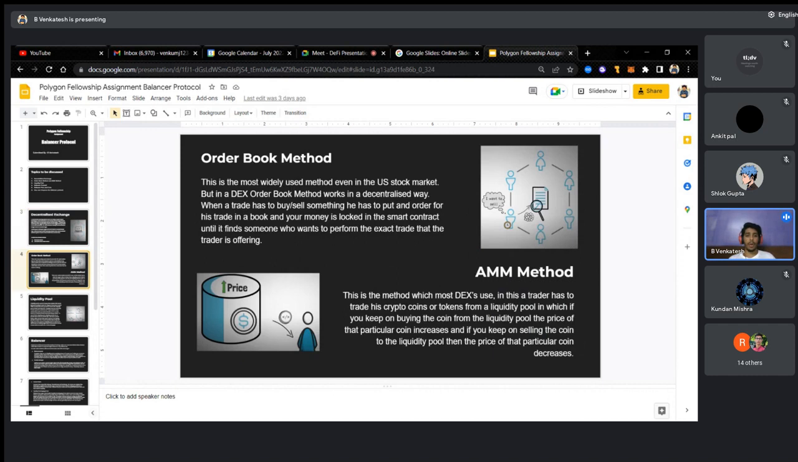You must know the order book method, by the way, if you're into trading. You must have heard of WazirX, and even in the US stock market, the order book method is used. It is a widely used method. What it does is that if you have to trade, you have to put in an order of this much, and then you have to wait for the seller. If you are buying a crypto, you have to wait for the seller to sell the same amount of crypto that you're trying to buy. When the needs are met from both parties, the deal works.